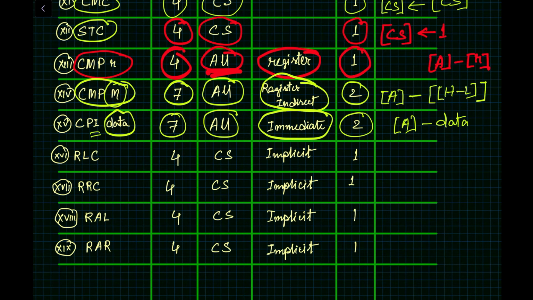Next we have the RLC and RRC. So what is the meaning of this RLC? This is the implicit addressing mode, because we have to do the operation in the accumulator content only. Therefore RLC means rotate the accumulator content to the left.